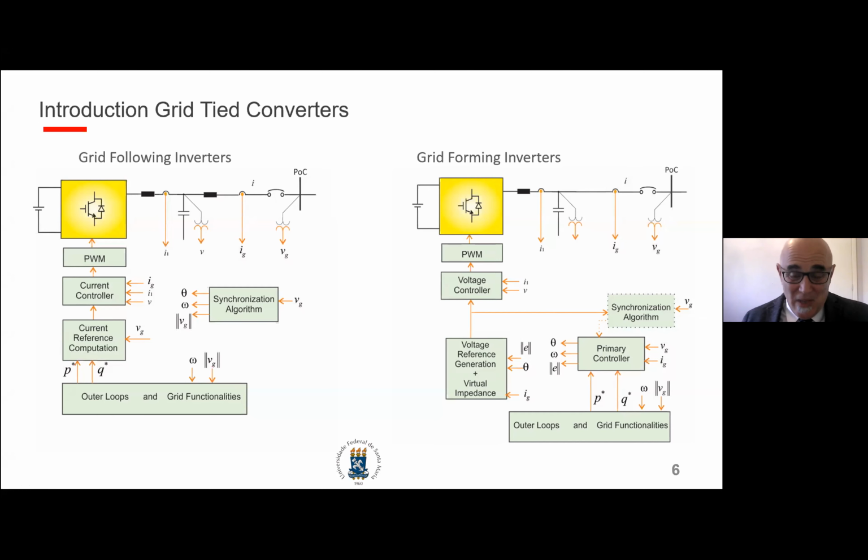In the case that we are going to address, we decided to develop everything that we are going to present using virtual inductance, not virtual resistance. A similar result can be obtained with virtual resistance. Anyway, the idea here is that from the active power and reactive power computed from the voltage and current at the POC, you get the frequency and the amplitude of the voltage that are used by the voltage loop to synthesize these quantities at the POC.